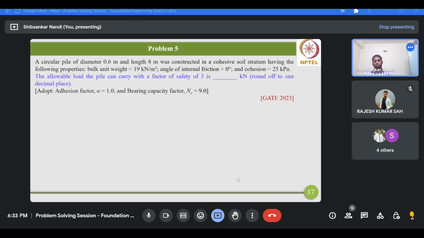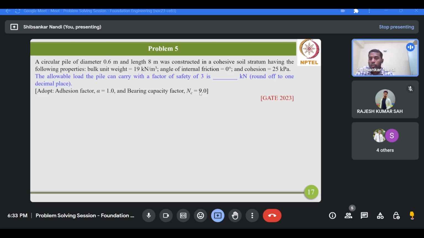Okay. So I think we can take the next problem. The next problem is taken from the GATE examination 2023. A circular pile of diameter 0.6 meter and length 8 meter was constructed in a cohesive soil stratum having the following properties: bulk unit weight 19 kilonewton per meter cube, angle of internal friction 0 degree, and cohesion 25 kPa. The allowable load the pile can carry with a factor of safety of 3 is this much kilonewton, and you have to report it after rounding to 1 decimal place. You have to adopt the adhesion factor as 1 and the bearing capacity factor Nc as 9.